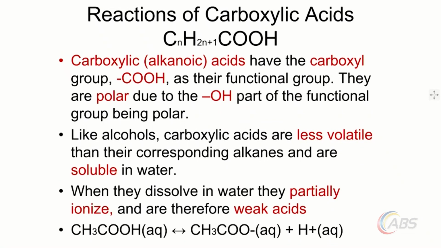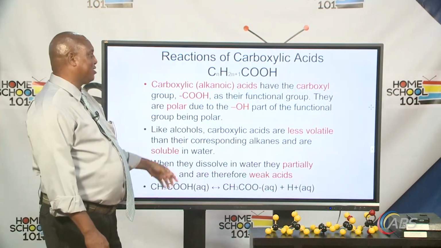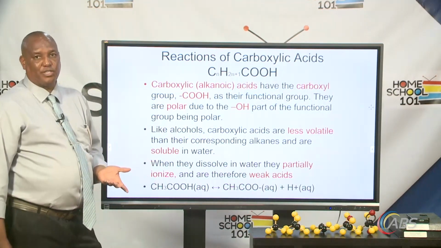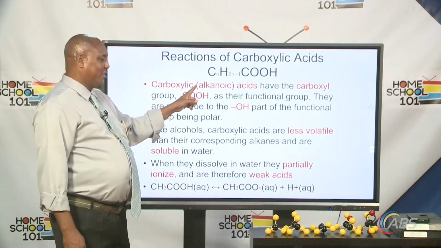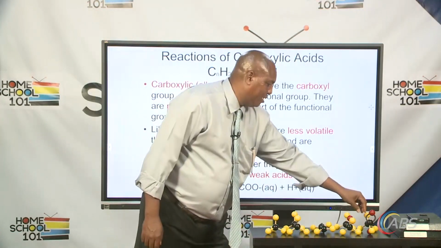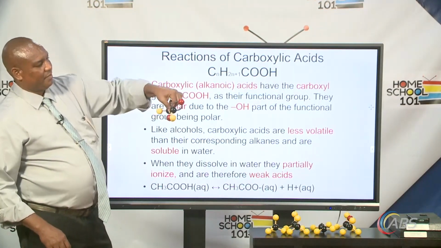Now, the reactions of carboxylic acids, the last homologous series that we're going to look at, CnH2n+1COOH. Carboxylic acids are alkanoic acids, as mentioned before. They have the carboxyl group, and we know already they're the COOH. Remember, C is doubly bonded to oxygen, singly bonded to hydrogen. So here we have one of them.